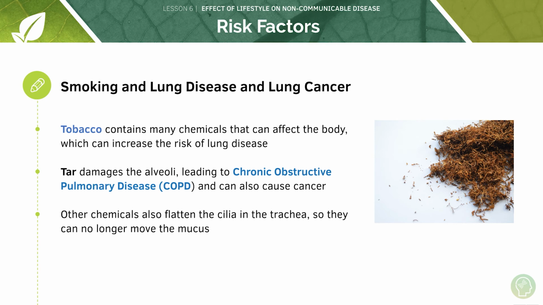And other chemicals in smoke can also affect the lung in various other ways. So it may flatten the cilia in the trachea, so they can no longer move the mucus. Because remember, cilia are these processes that waft away any bacteria or dust particles that get stuck in the mucus of the trachea.